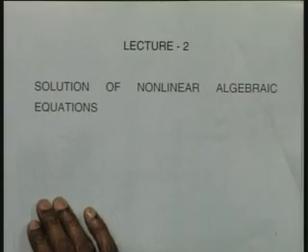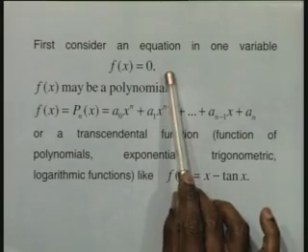In our last lecture, we introduced the concept of zero of a nonlinear function. Let us just briefly review what we have done on this topic and then proceed from there. We are considering an equation in one variable, f(x) is equal to 0.